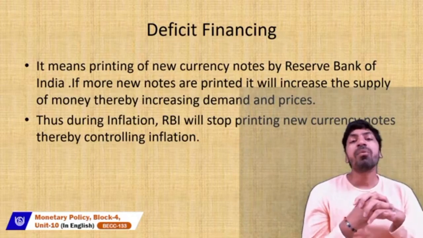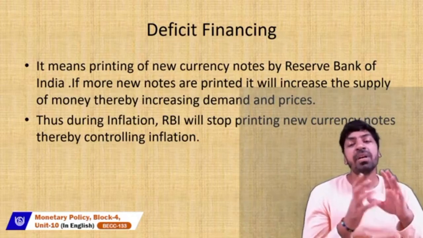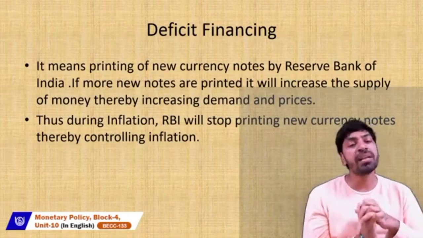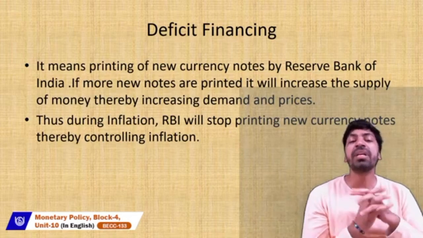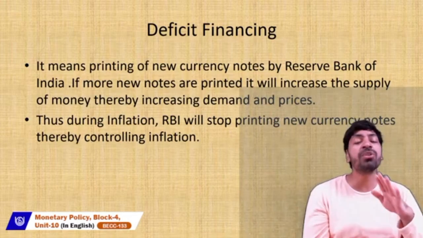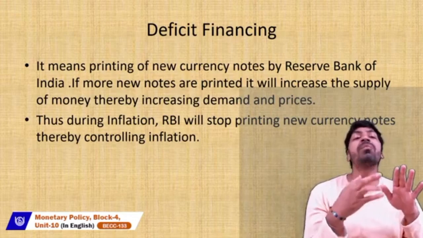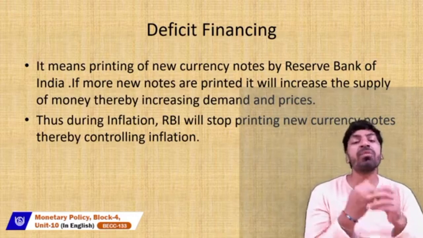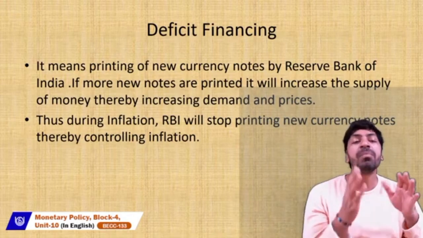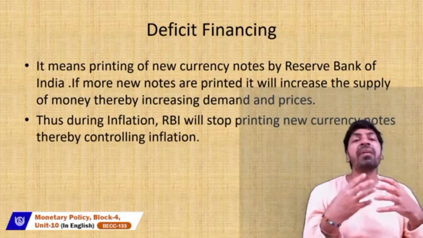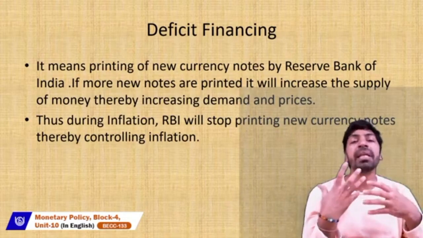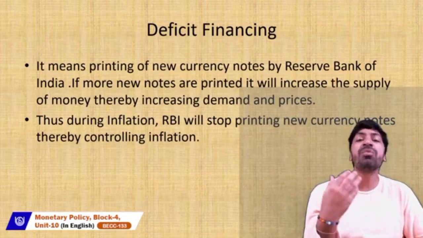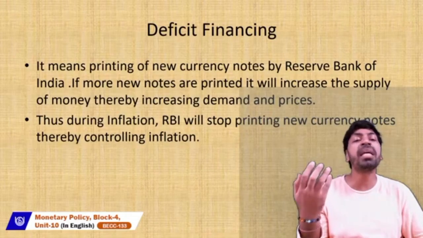When we talk about inflation, the RBI will stop or avoid any printing of new currency. Why? To control the inflation situation. If the bank prints the maximum notes, the supply, demand, and prices of money would get increased automatically. But in inflation, the RBI has the authority not to print any new notes, because in the situation of inflation the prices are at a high or peak rate.